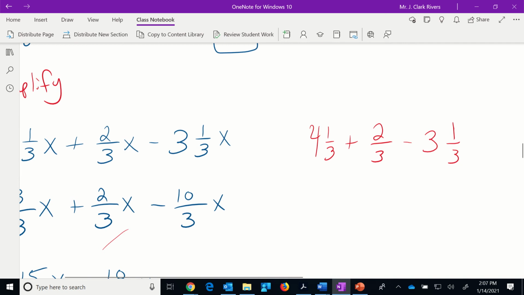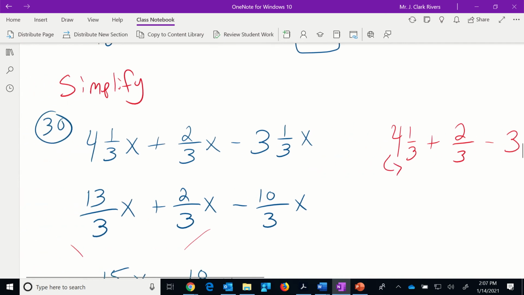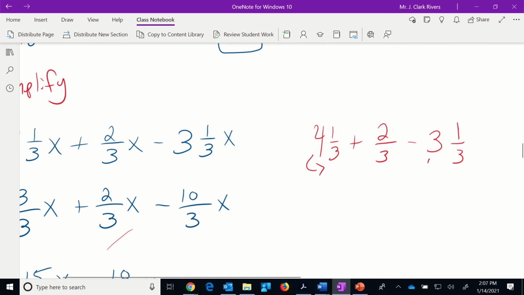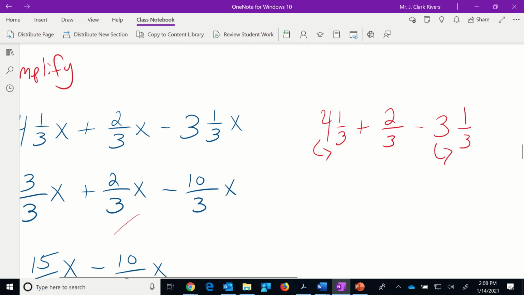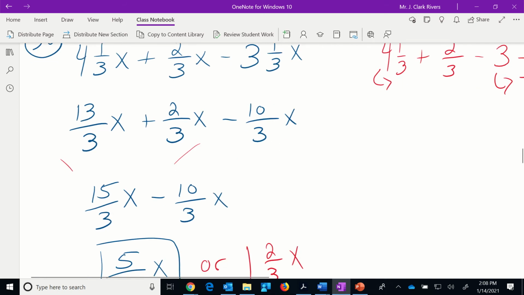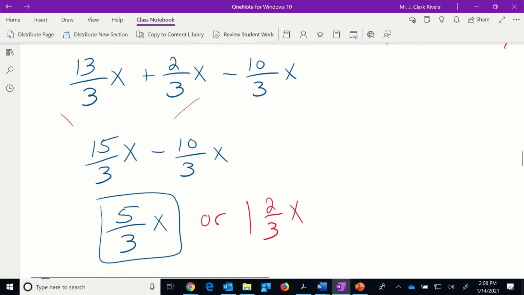4 multiplied by 3 is 12 plus the 1. 4 1/3 becomes 13/3 x plus 2/3 x is just 2/3 x minus 3 1/3. 3 multiplied by 3 is 9. 9 plus 1 is 10. So minus 10/3 x. 13/3 plus 2/3, that'd be 13 plus 2, which is 15/3 x. The minus 10/3 gets copied down. 15 minus 10 gives us 5/3 x, or you might have said 1 2/3 x.